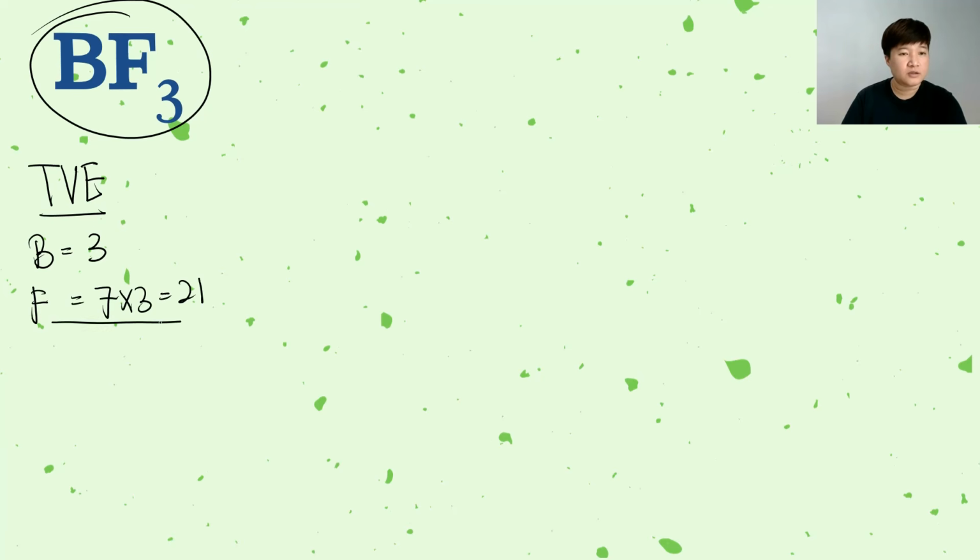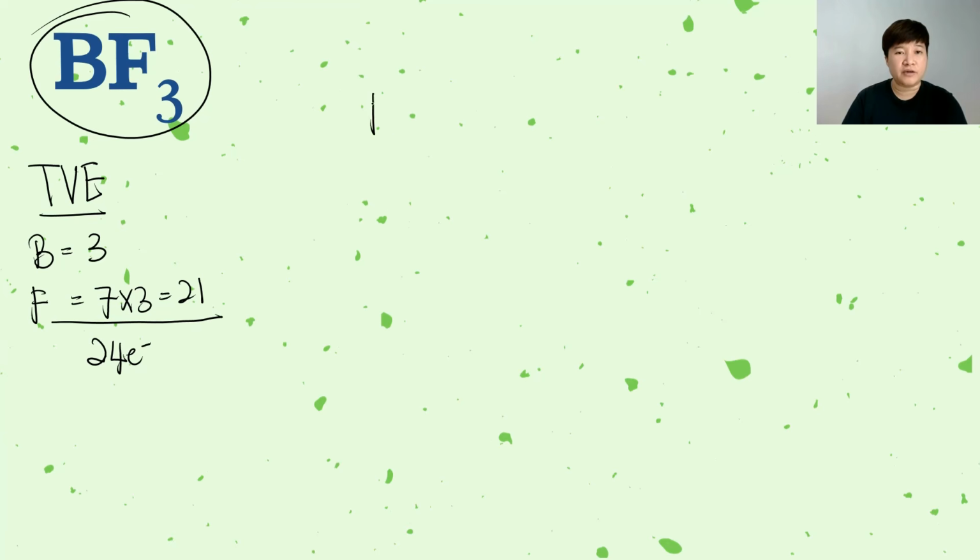I have BF3 over here. Same thing. Remember, before we can determine the basic geometry, we must have the correct Lewis structure. So start off with the Lewis structure with the total valence electrons. Total valence electron for boron is 3. For fluorine it is 7 times 3, so I have 21. Total electrons, I have 24 over here.